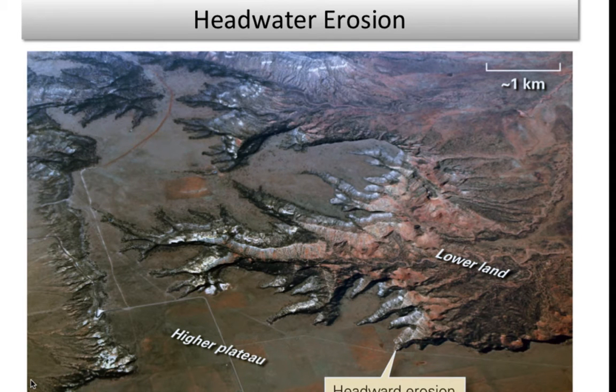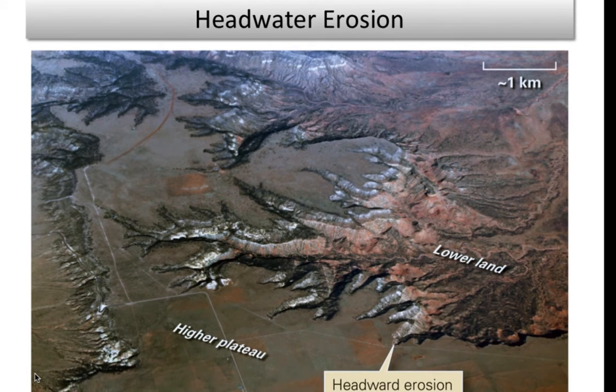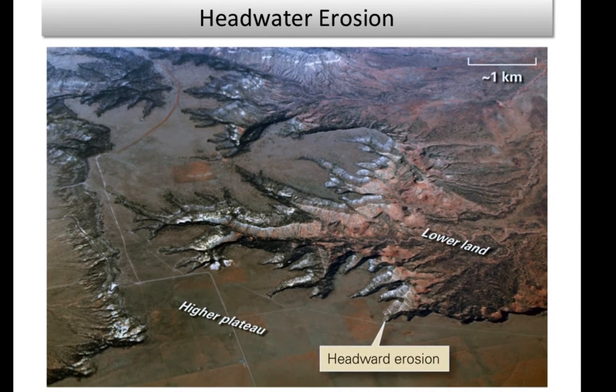Another topic I want to mention here is that your book at the beginning of the chapter does talk about this process of headward erosion. Here we have a higher plateau, higher region, and we see that as drainage occurs here, it develops into these creeks that go to the lower lands over here. So here's a main stream coming through here.